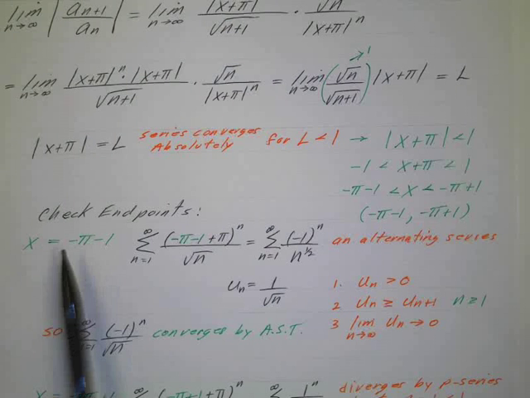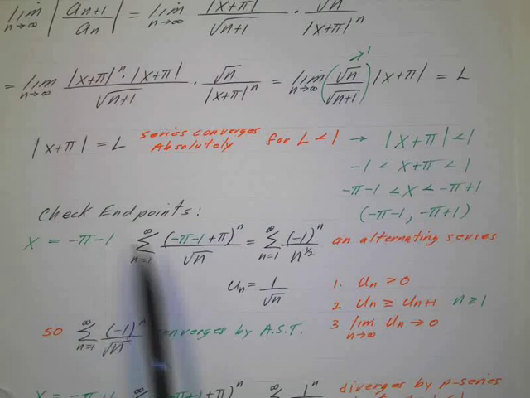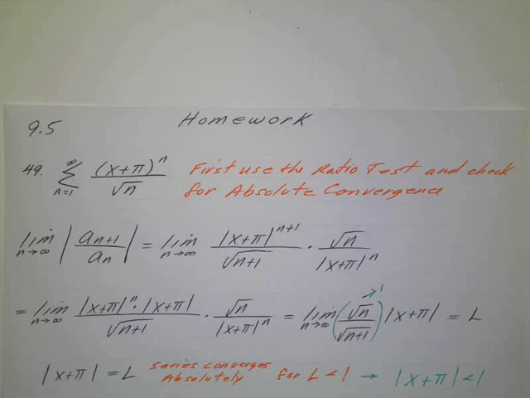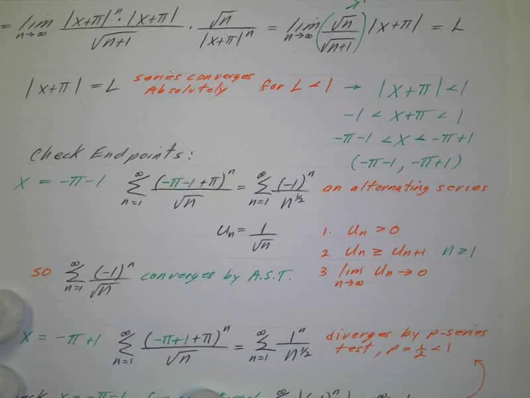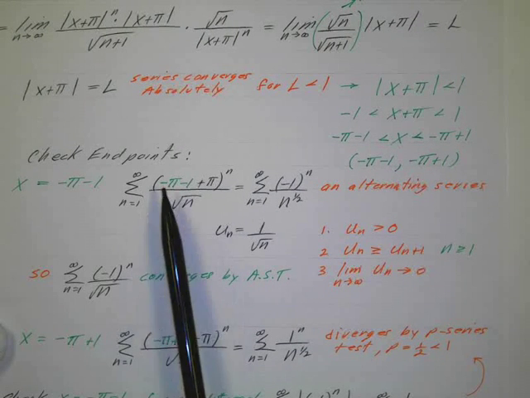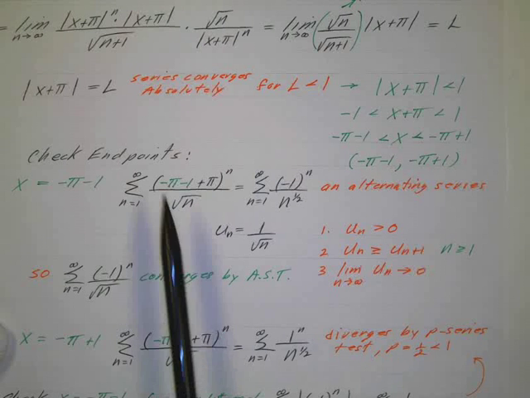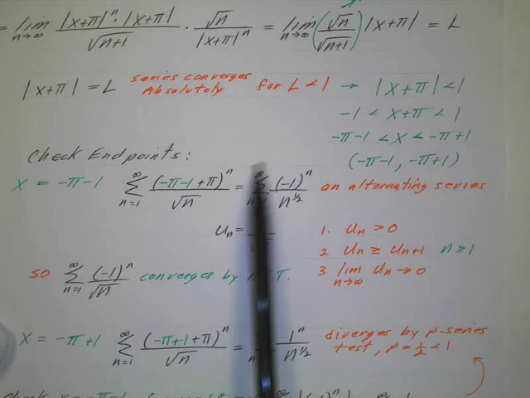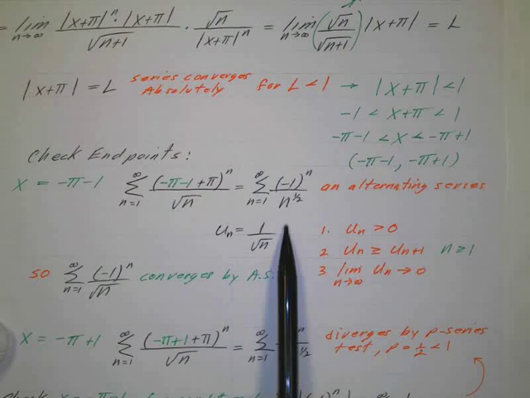All right. So we check the left endpoint, x equals negative pi minus 1. So what we do is we put this back in the original series. Here's the original series, just to review. Every time I see an x, I put that value in. I put it in green so you can see how it goes into the original series. So that's negative pi minus 1, plus pi, to the n all over the square root of n. But negative pi plus pi becomes 0, so I just have negative 1 to the n. And this is an alternating series.